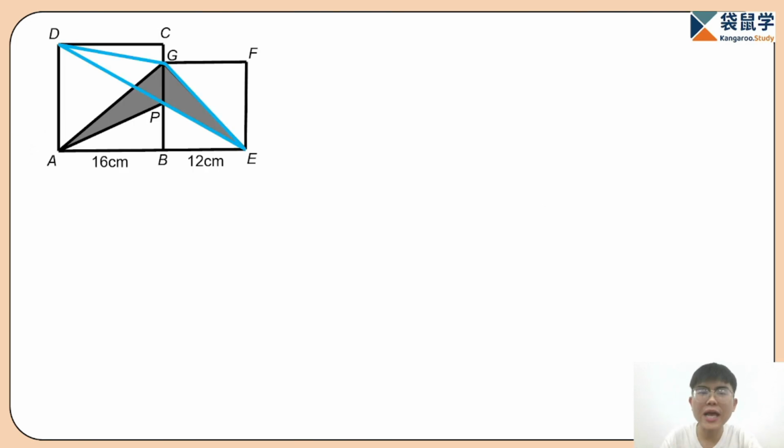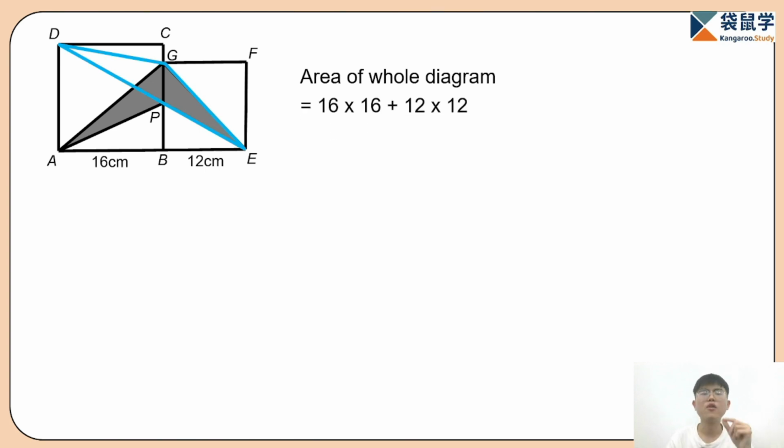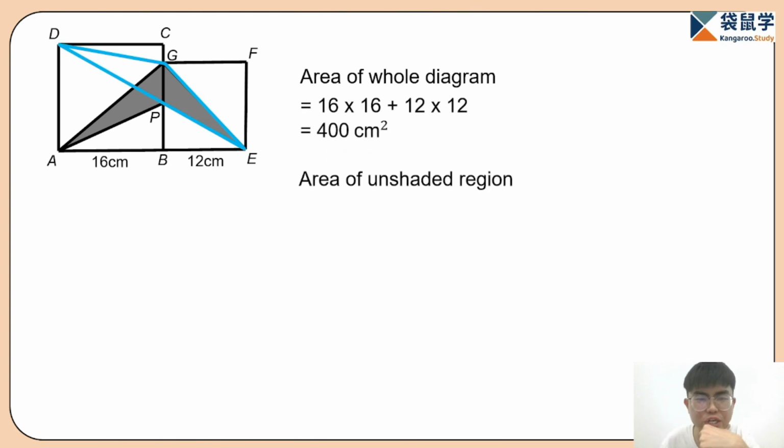So now, what we can do is to try to calculate the area of the whole diagram and minus out the unshaded region. So the area of the whole diagram is just 2 squared. So we can use 16 times 16 plus 12 times 12, which is 400 centimeters squared. How about the unshaded region? So let's look at the big triangle.